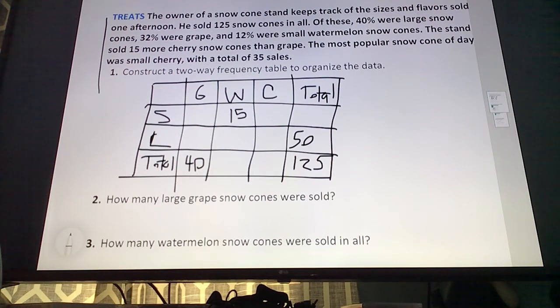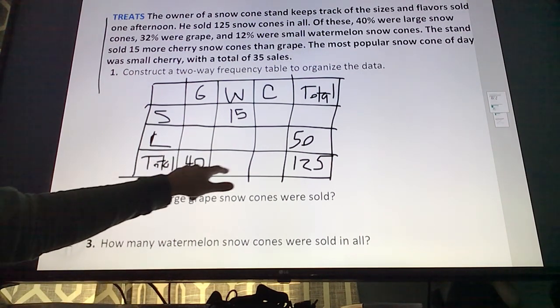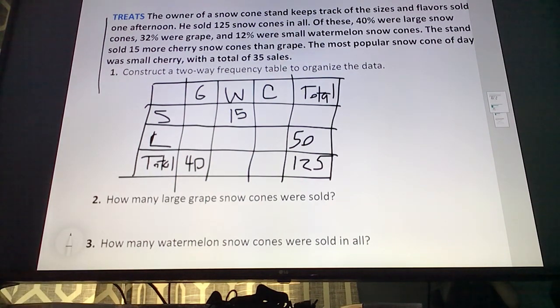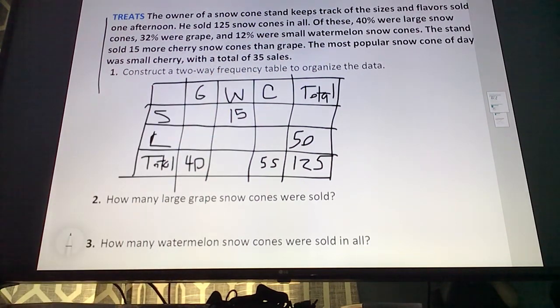And then the stand sold 15 more cherry than grape. So they sold 15 more cherry. We know we sold 40 grape, so you could add 15 to that, and that's going to be your cherry. So 40 plus 15 is going to be 55. And then the most popular snow cone of the day was small cherry, with a total of 35.